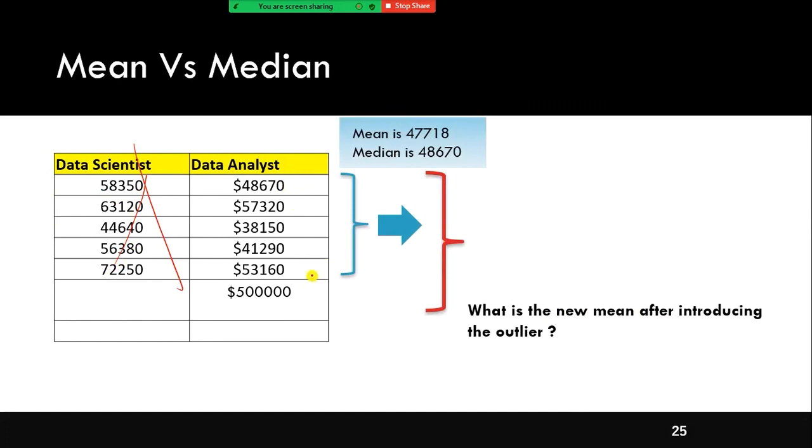If I compute the average for these values by excluding the outlier, the mean is 47,700. If you find the median for this, what is the middle value here? If you sort the data in ascending order, what will happen? 38,150. And what is the next highest value? 41,000. And the other one is 38.